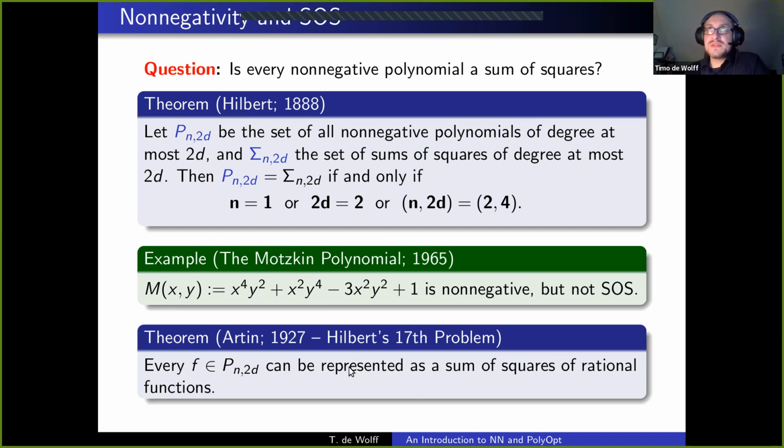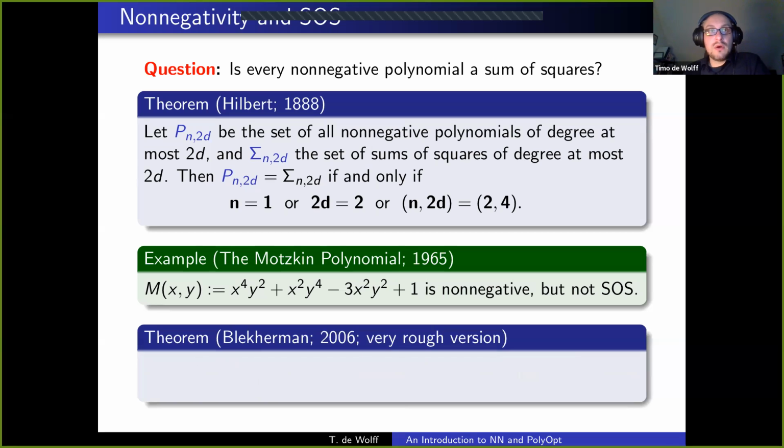Yeah, so that was, I think, the second of Hilbert's problems that was solved. One more recent observation on the theoretical side. Now, you might hope that something like the Motzkin polynomial is very much the exception, because it's hard to find counterexamples, and in these cases you even have equality.